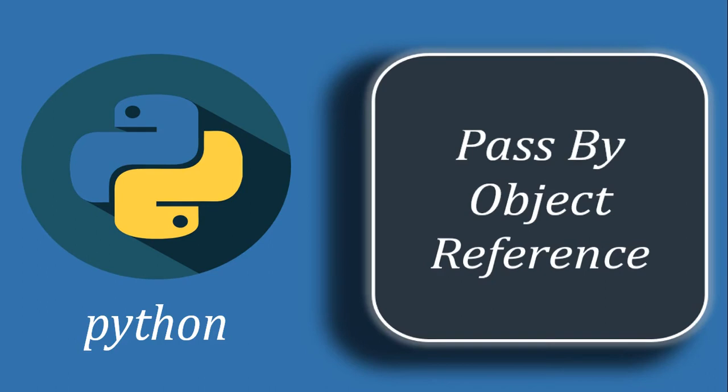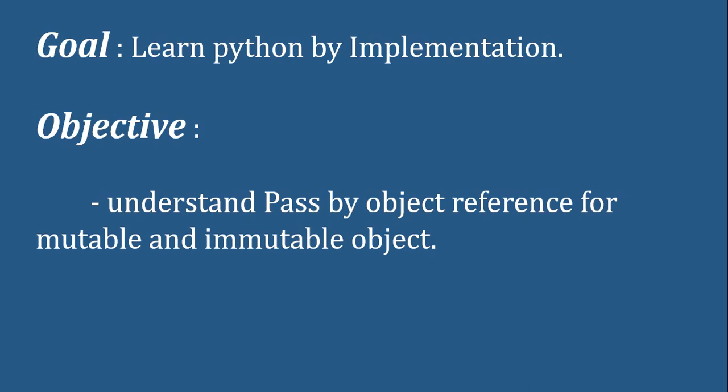Topic of today's session is pass by object reference, also called pass by alias in object oriented languages. The overall goal of our tutorial series is to learn Python by implementation, and we will understand today how pass by object reference works for mutable and immutable objects in Python.